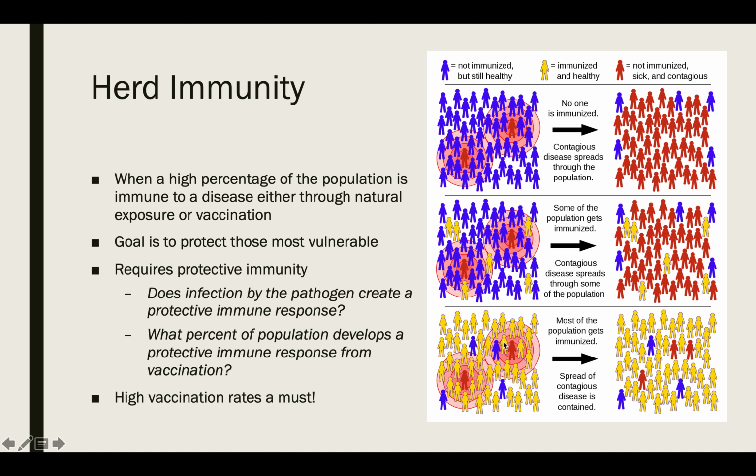This person is not immunized, but they're pretty close to a sick person, and that disease was essentially able to get through to them because they're nearby and there weren't as many immunized people in between them and the sick person. So the idea is that if you have a high number of immunized people, they're going to build this protective barrier around unimmunized people so that the pathogen can't get through to them.